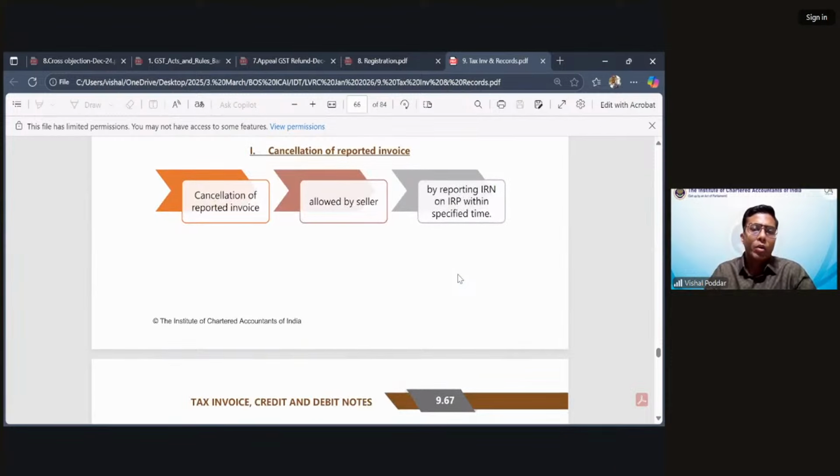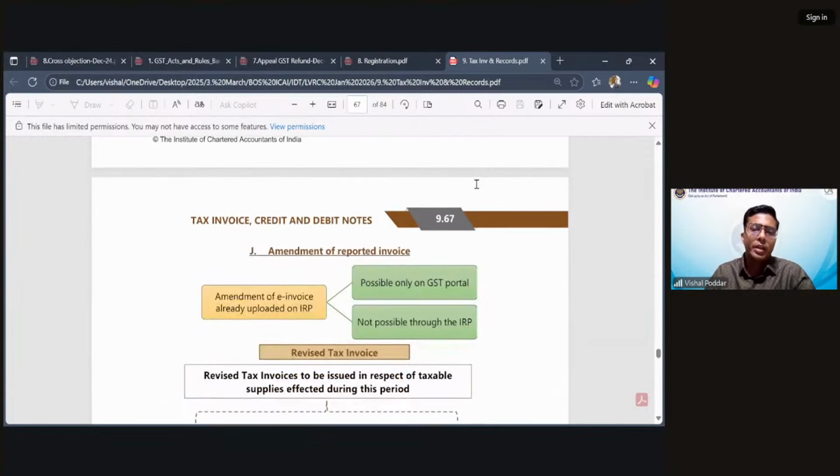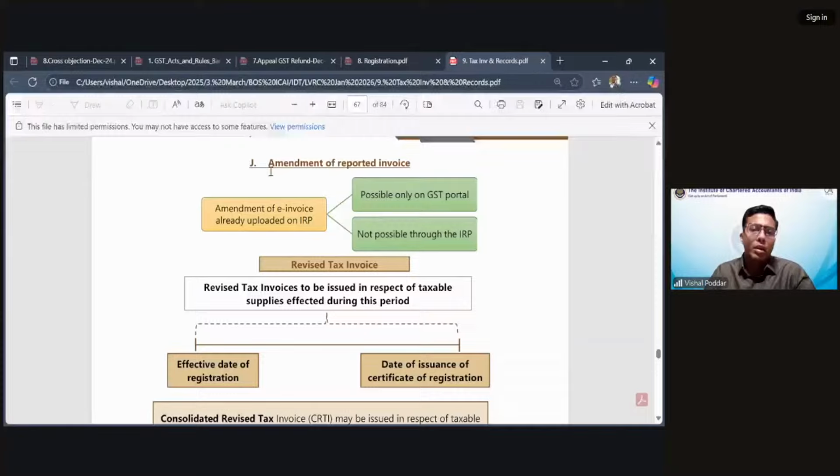Cancellation. Now, if you want to cancel the e-invoice, it can be done by the seller within the specified time. After that, that is also not allowed. Amendment of reported invoice, amendment of an e-invoice already reported on the IRP. Is it possible on the GST portal? Answer is yes, but it is not possible on the IRP portal. Now you'll say, sir, what is it? So you remember the above point.